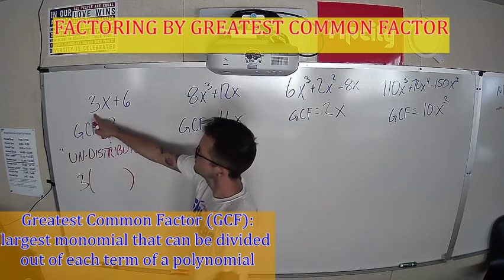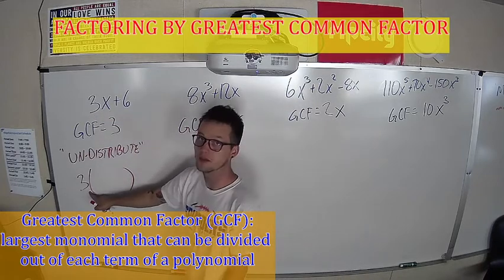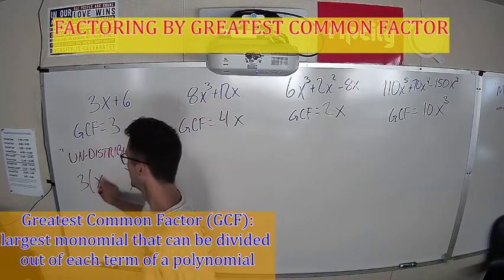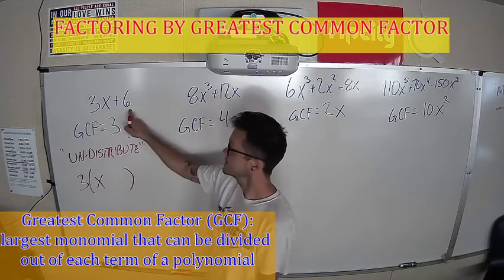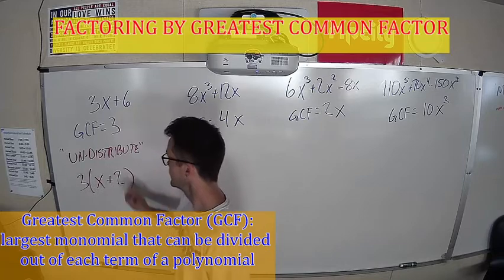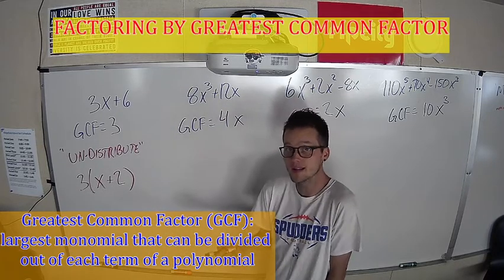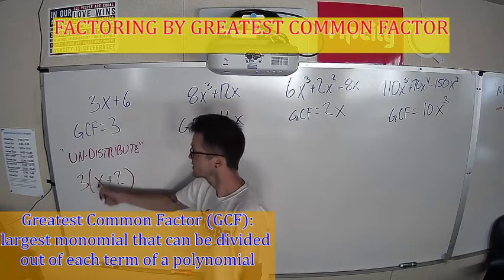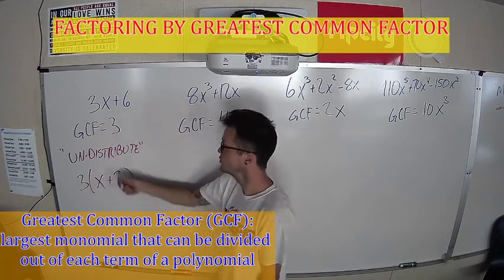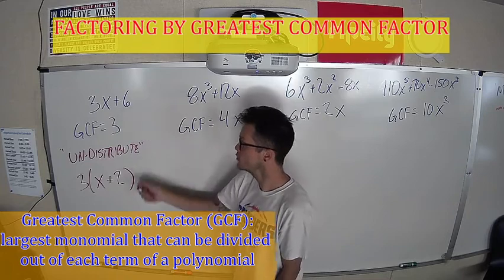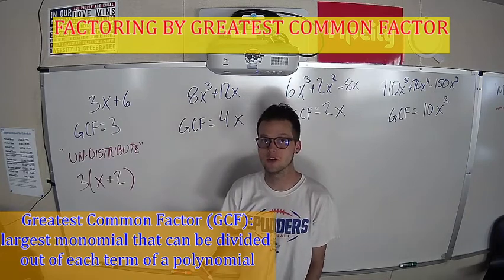So for this one, 3x divided by 3 is just x. 6 divided by 3 is positive 2. We've undistributed this. To check our answer, we can do 3 times x to get 3x, 3 times 2 to get 6. These two expressions have the same exact value.